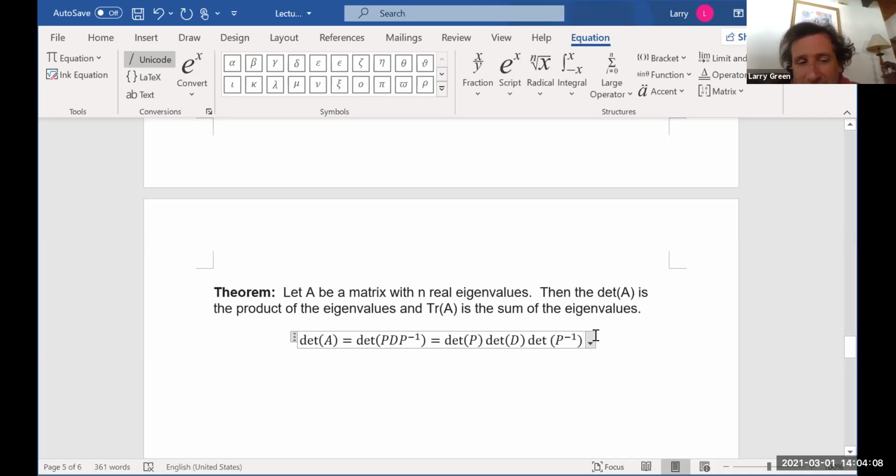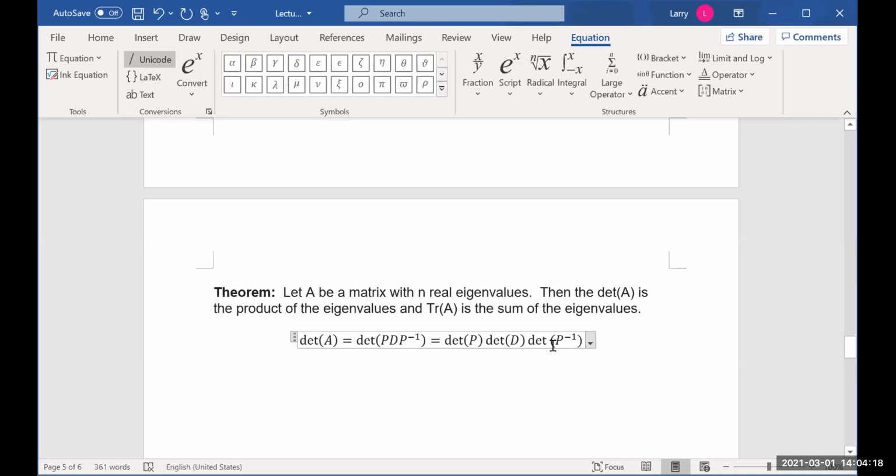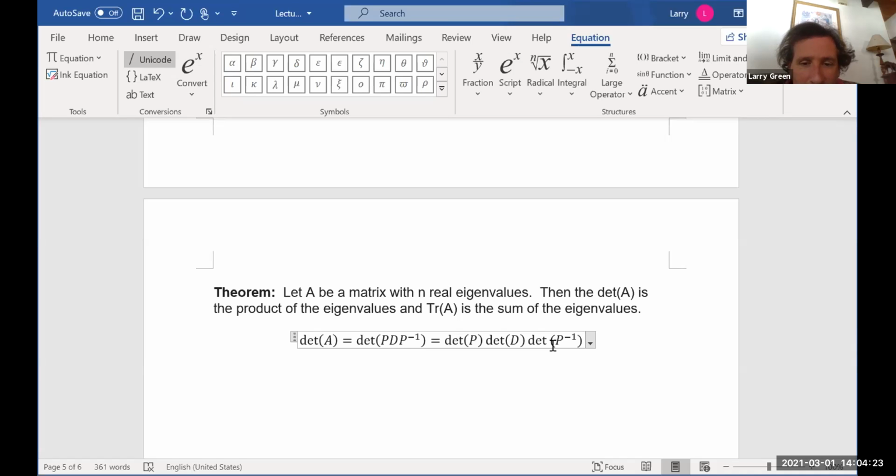Any questions on that? All right, but what's the determinant of P times the determinant of P inverse? That's just 1, because the determinant of P times the determinant of P inverse is the determinant of P times P inverse, which is the determinant of I, which is 1. So that's equal to the determinant of D.